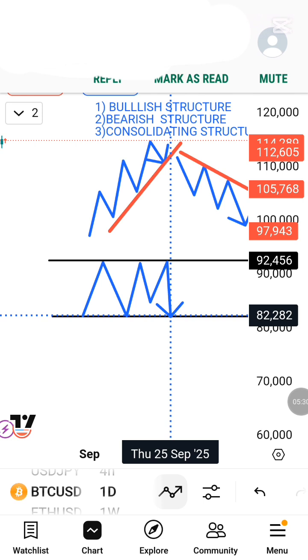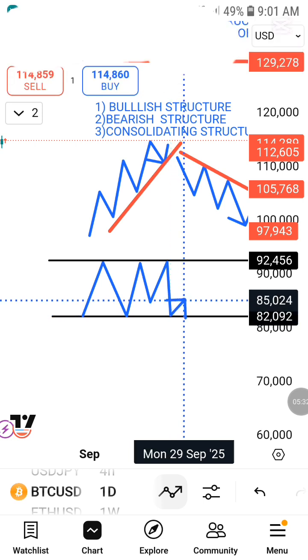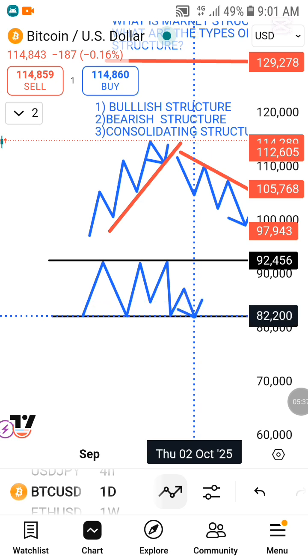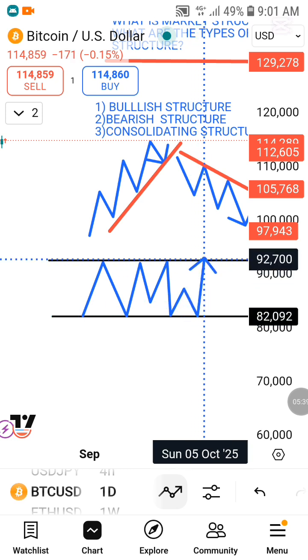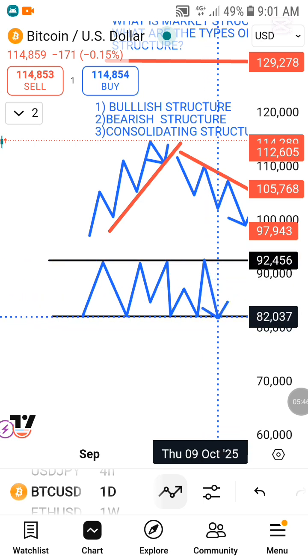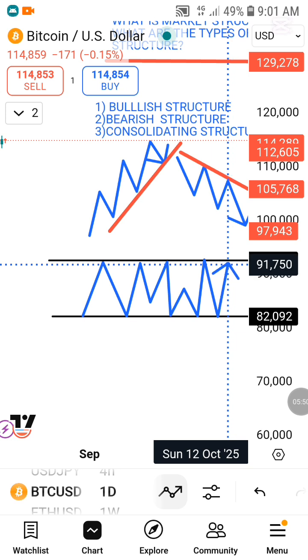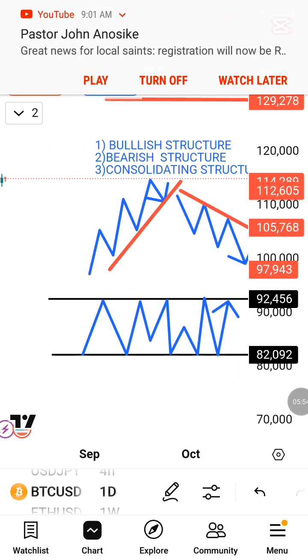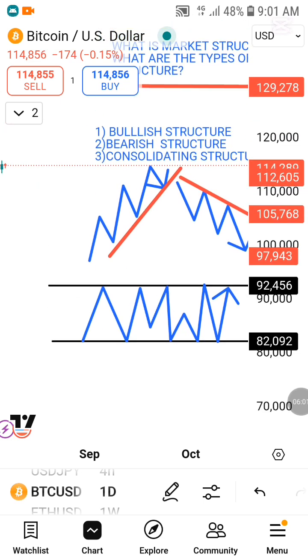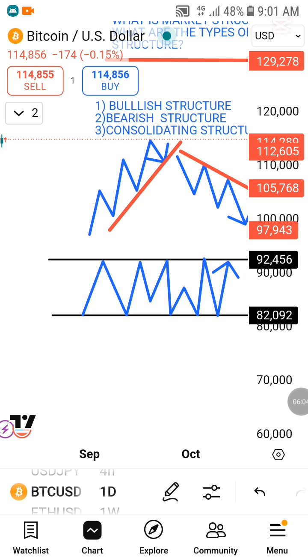Sometimes it can come this way like this and then break down again, but it will not break this high, neither will it break this low, but it will be trading within this zone. You can consider it a consolidating market. The market doesn't have a specific direction. Do you get that? So these are the three types of market structure.